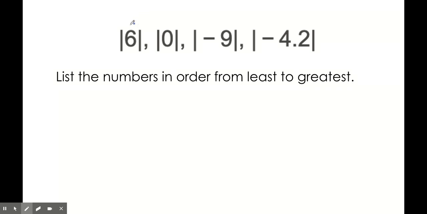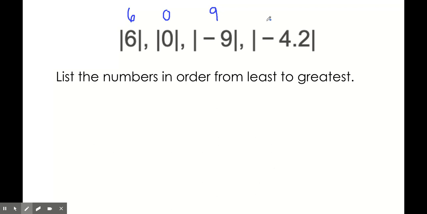The absolute value of 6 is 6. 6 is 6 spaces away from 0. The absolute value of 0 is 0. 0 is 0, so it just stays as it is. The absolute value of -9 is +9, or just plain old 9. -9 is 9 spaces away from 0.